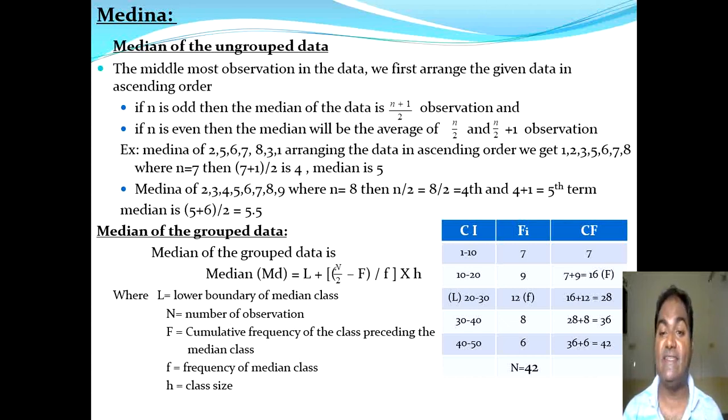Fine. Now see the example. I have taken class intervals, frequencies, and cumulative frequencies. Class intervals and frequencies are fine, but how to find the cumulative frequencies? We get cumulative frequencies by adding the next frequency to the previous one. That is, the cumulative frequency of 1 to 10 is 7. Cumulative frequency of 10 to 20 is 7 plus 9, 16. Next, 20 to 30 is 16 plus 12, 28. Next, 28 plus 8, 36. In this way, we can get the cumulative frequency.